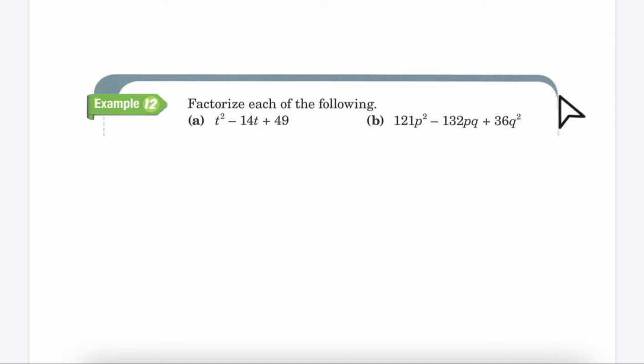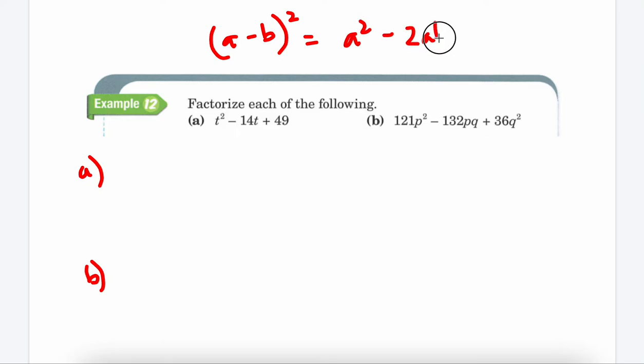Let's try example 12 here. Go ahead and pause the video and try it on your own first. All right, this one, I see some perfect squares on the front and the back, and I also see a minus sign for the inside term. So this one looks like it'll be the perfect square that involves subtraction.